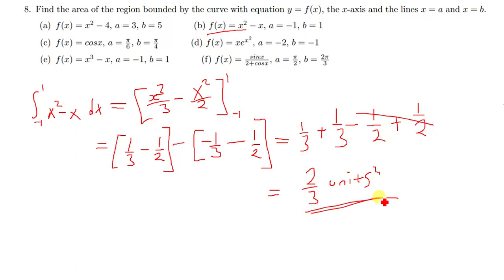So this is what we're going to have. So let's move on to the next question. This is how you solve this question. Let's move on to the next one. So this was our area. Let me just put A this side. Alright, so let's proceed to the next question.